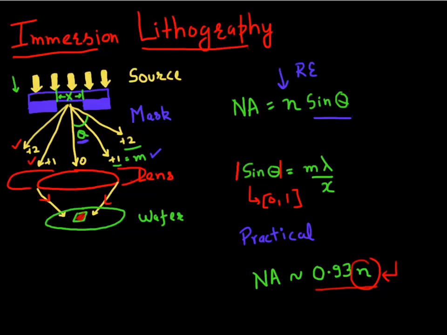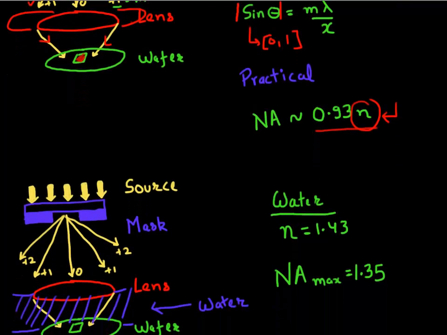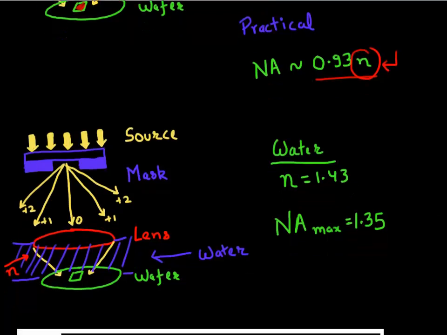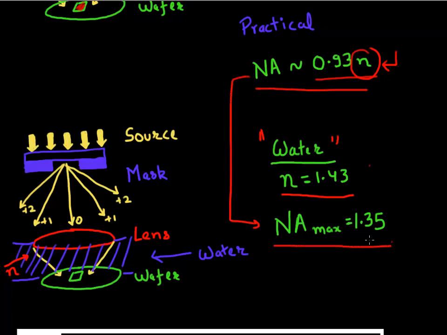What immersion lithography involves is a very simple concept. What you do is you insert water between your lens and your wafer. So then the refractive index of this medium, instead of being 1 for air, now becomes 1.43, which is the refractive index of water. And now your numerical aperture, instead of being 0.93, can go up to 1.35. So you might have seen that when you put things in water, you see them more clearly. It's the same concept over here.